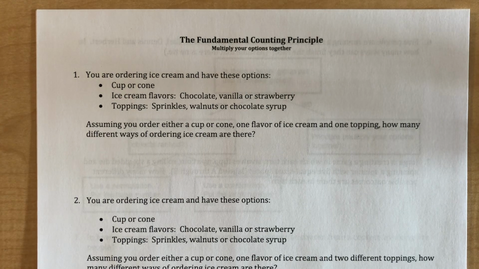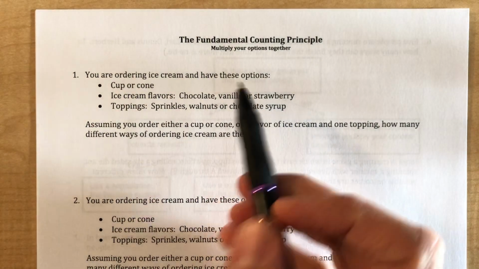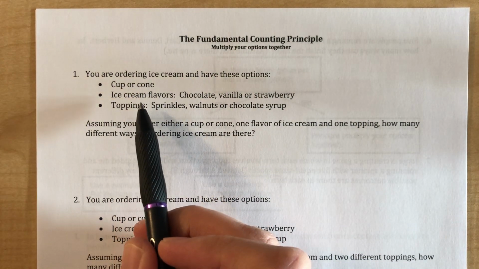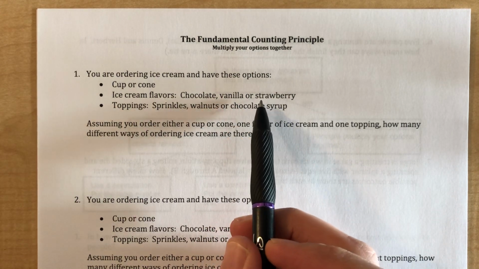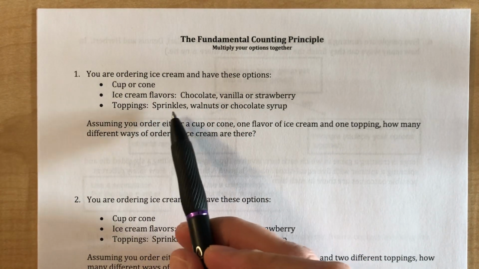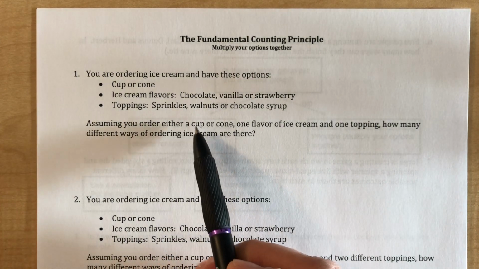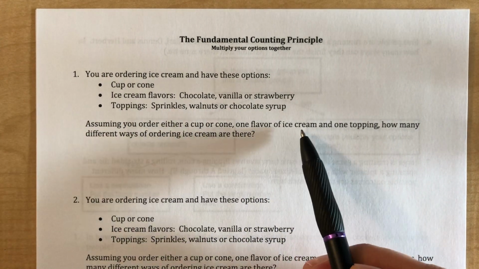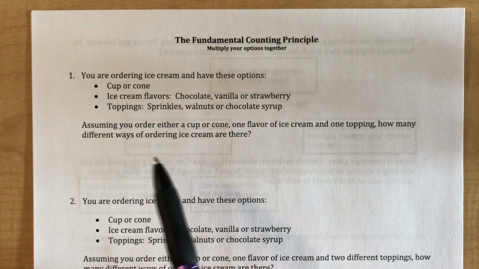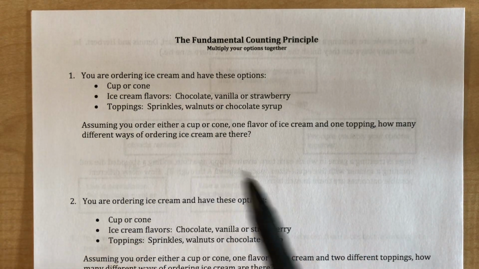So let's jump in. You're ordering ice cream and you have these options. You could get a cup or a cone. You can have 3 different flavors, chocolate, vanilla, or strawberry, and you can have different toppings, sprinkles, walnuts, or chocolate syrup. So let's read really carefully. Assuming you order a cup or a cone, 1 flavor of ice cream, and 1 topping, how many different ways of ordering ice cream are there?